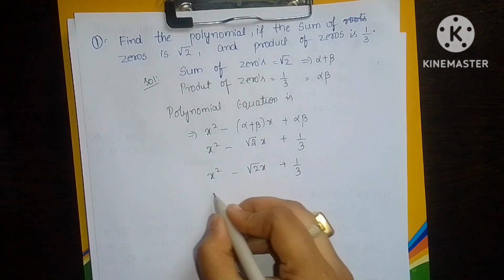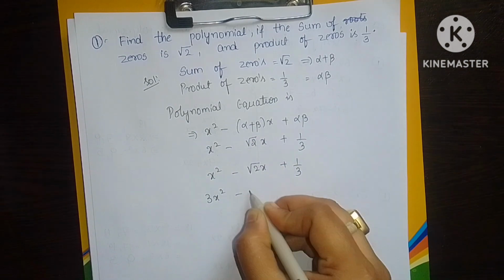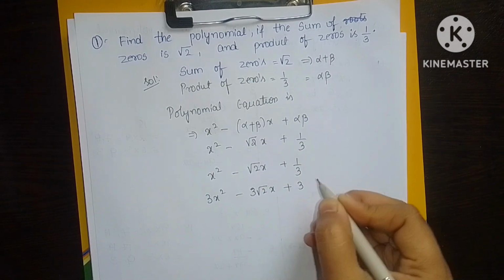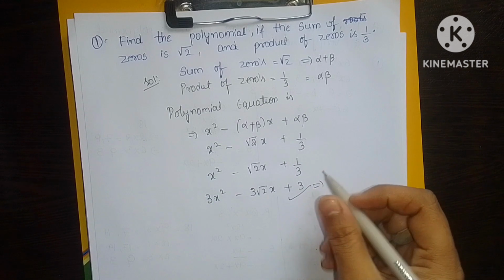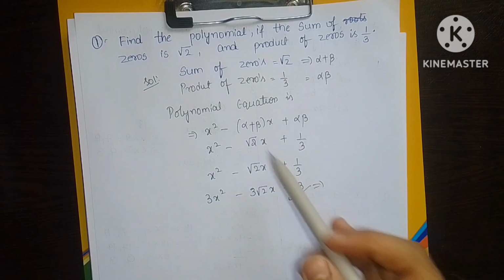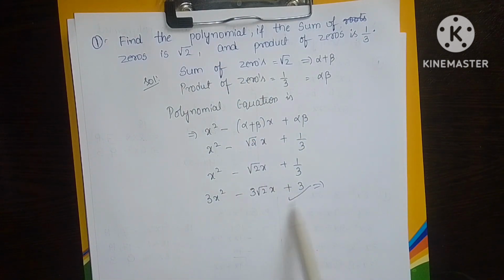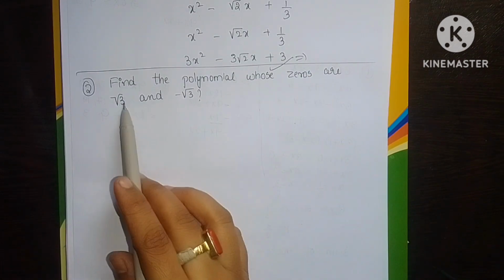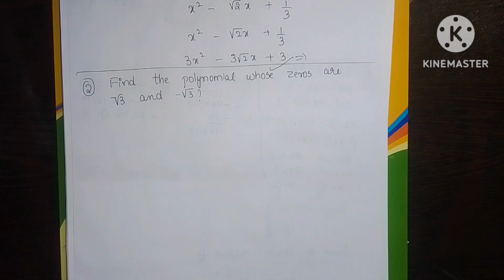Now cross multiply with this. 3x square minus 3 root 2 x plus 1. This is a quadratic polynomial, which means the polynomial they asked us to find. This is the polynomial.